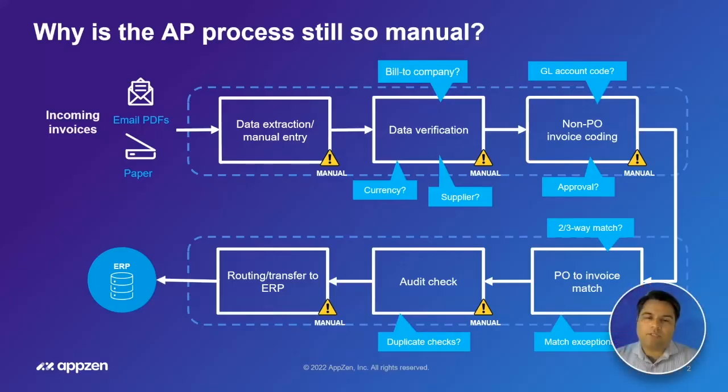Now, if the invoice is a purchase order backed invoice, meaning that the invoice needs to be matched to an approved purchase order and or goods receipt, then AP will be performing that match process.